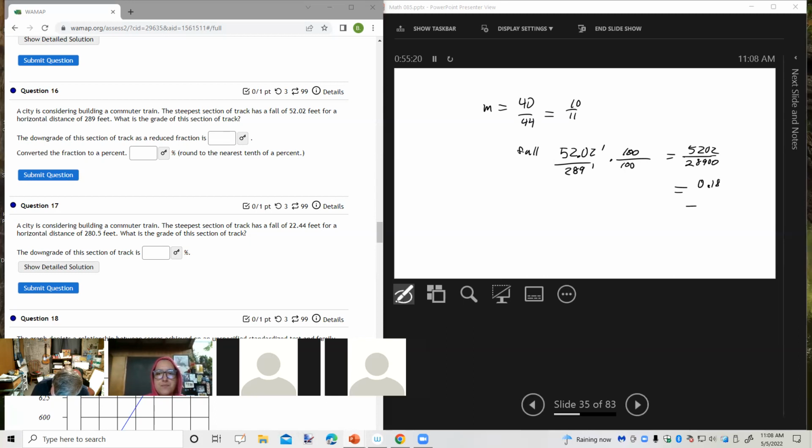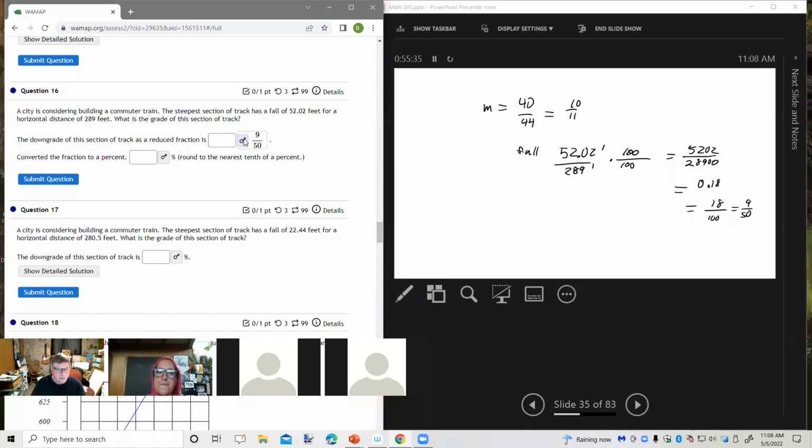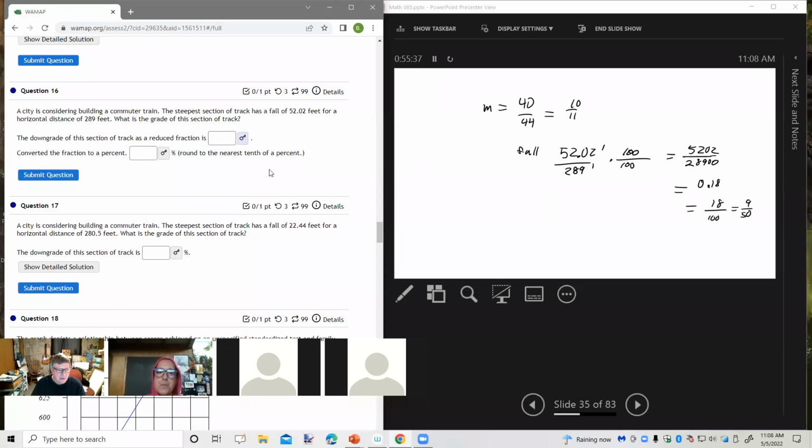That would be what as a fraction? That would be 18 over 100, which would be what, 9 over 50? So our reduced fraction would be 9 over 50, and there's our 9 over 50, okay?